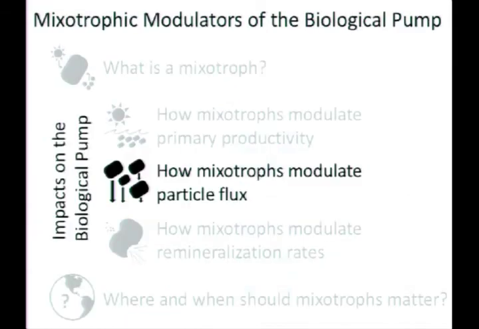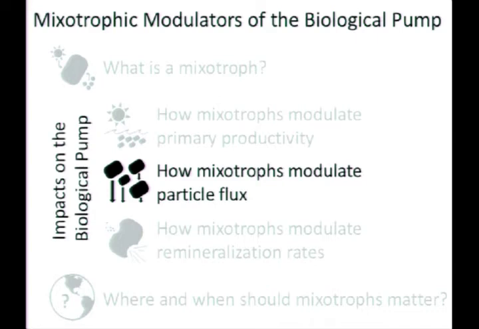So having thought about how mixotrophs set the table, if you will, for carbon export, let's now think about the role that they're playing in the movement of that carbon through the water column and through particle flux. And to do this, I want to talk to you briefly about some very nice work that was done by Ben Ward and Mick Follows. It was published earlier this year in PNAS. It's a terrific paper that I encourage you to look up.